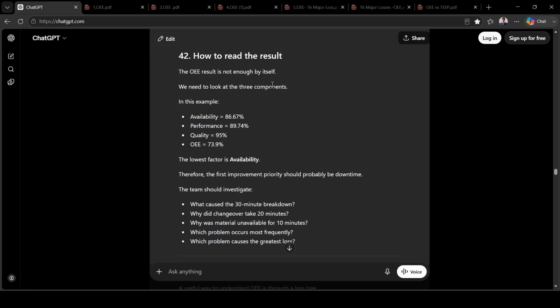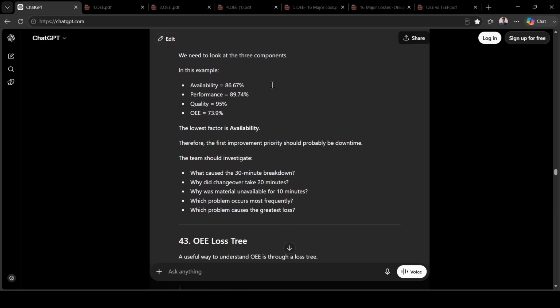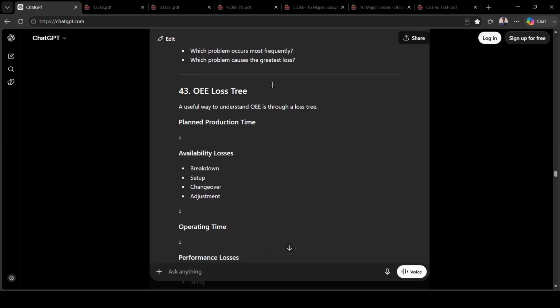The lowest factor is availability. Therefore, the first improvement priority should probably be downtime. So the team should investigate what caused the 30 minutes breakdown, why the changeover took 20 minutes, why the material was unavailable for 10 minutes, which problems occur most frequently, and which problem causes the greatest loss.